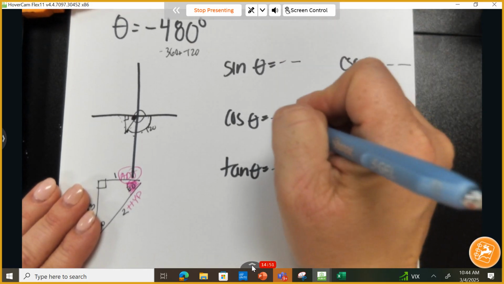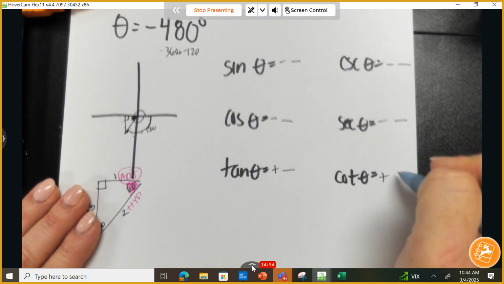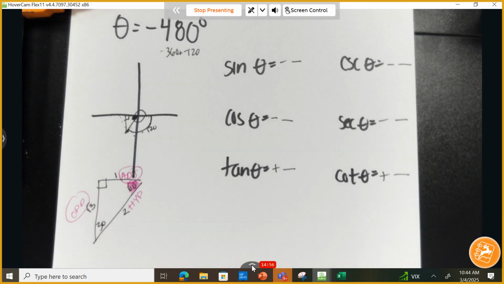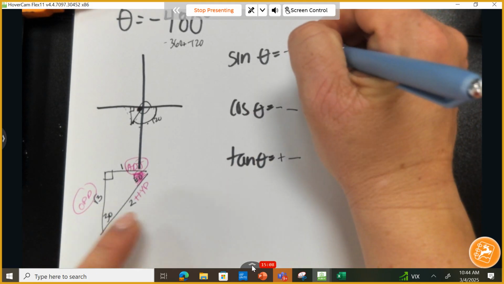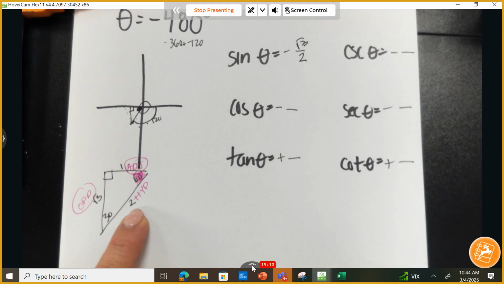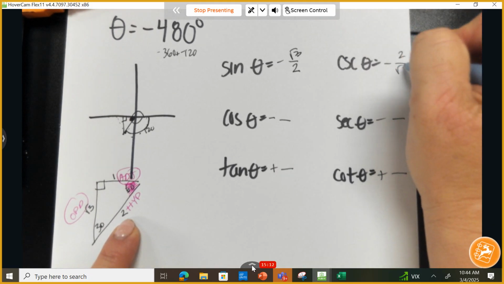Casey, can you tell me the words that describe the ratio for sine? So you're going to be like, what over what? Don't tell me the numbers, tell me the words. Yep, so from this angle, the opposite is the square root of 3. The hypotenuse is 2. And then I'm going to flip it, 2 over the square root of 3.